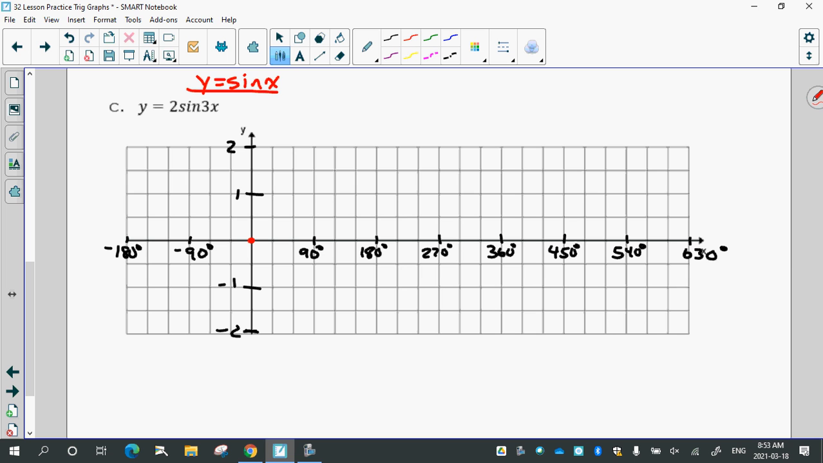So the 90 is up at 1. At 180, it's back at 0. 270, it's at -1. And 360, it's back at 0. And when you draw this, it's like a frown. And then a smile. There's your parent function.